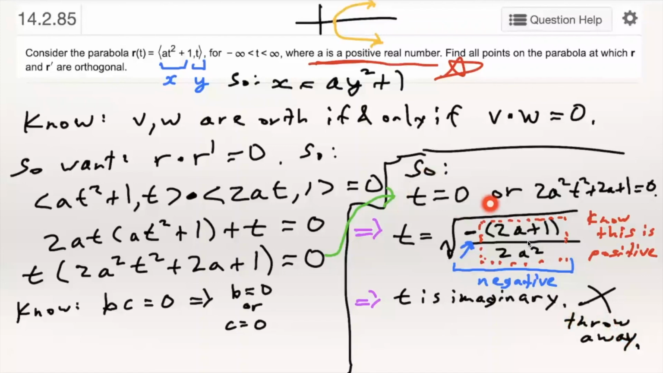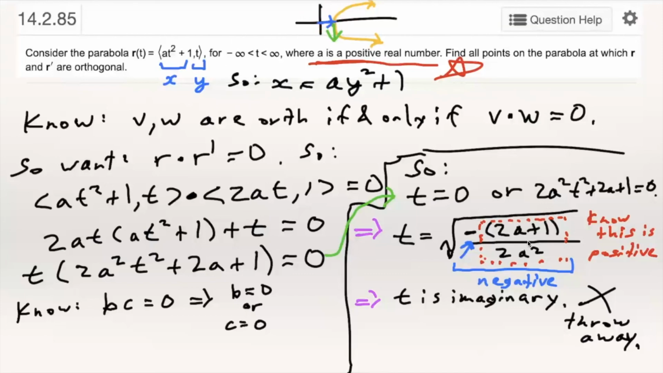And our only solution that's real is t equals 0. And that t equals 0 corresponds to looking like this. That's our r. And then our r prime, our velocity, is that, and they are at a right angle. And you might be able to visualize that for any other point, its movement is not at a right angle to the position vector. So indeed, that checks out visually. So we just have that t is 0.